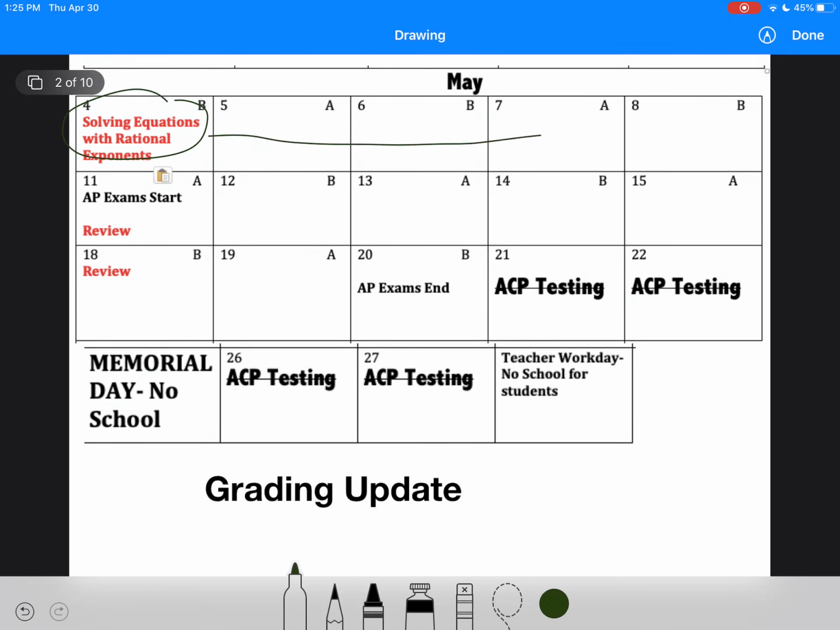Here's where we're currently at on the calendar. So this is the week of May 4th. We're still doing just one lesson a week, and so this week we're doing solving equations with rational exponents. This is actually the last new lesson that we're learning for the year. Next week you start with AP exams, and we covered pretty much all of the Algebra 2 material.